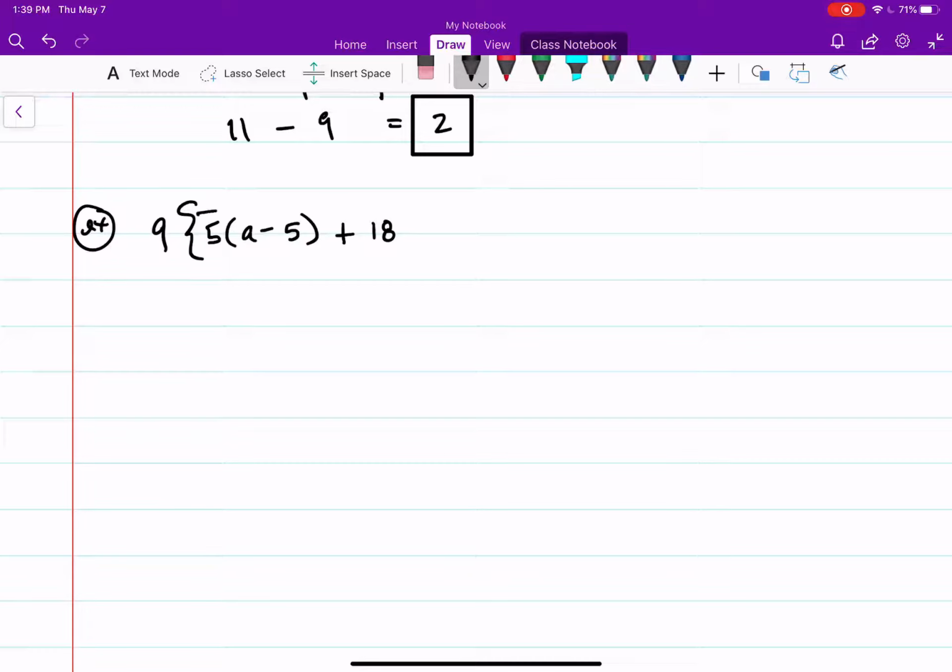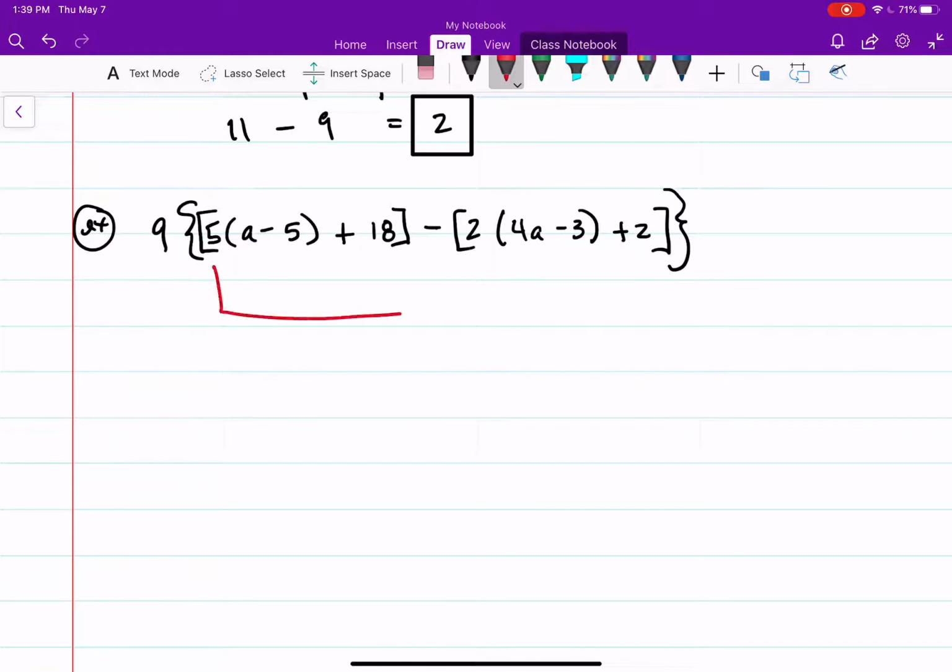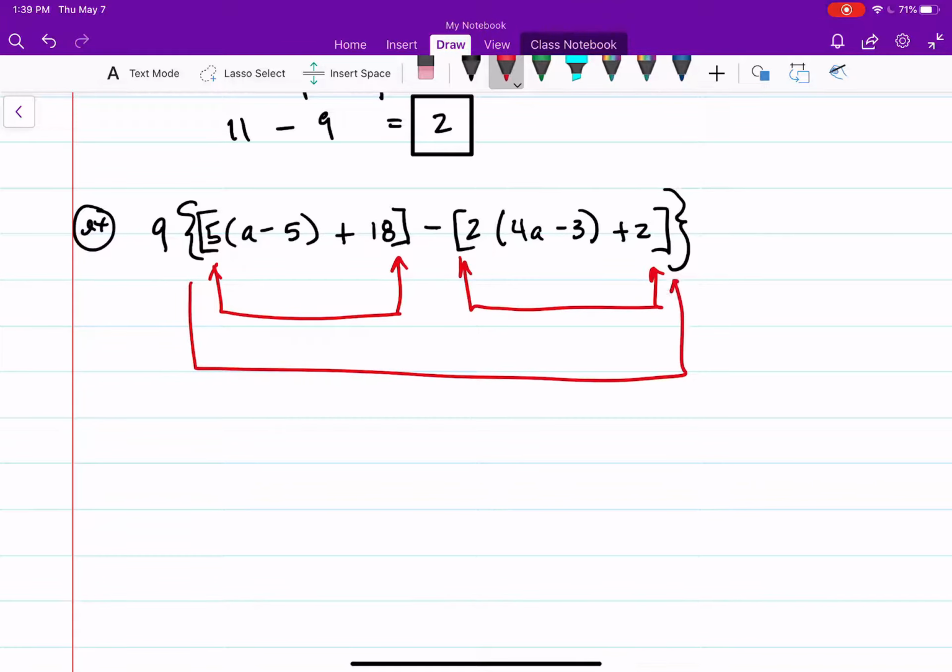Ooh, I forgot the square bracket. And then it says minus square bracket 2 times 4a minus 3 plus 2 square bracket, squiggly bracket. Okay, so if you notice, this square bracket and this square bracket are attached to each other. This square bracket and this square bracket are attached to each other. And then we have the squiggly brackets on the very outside of things.